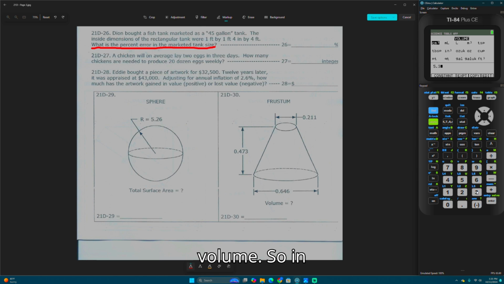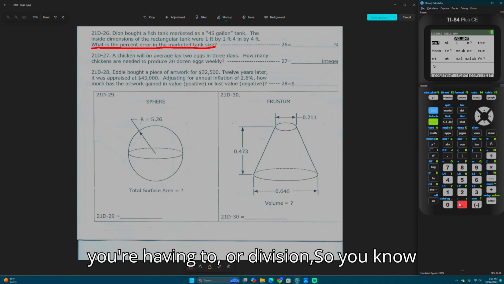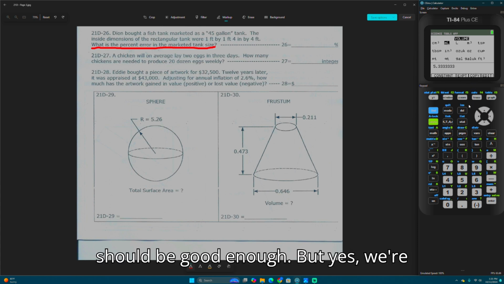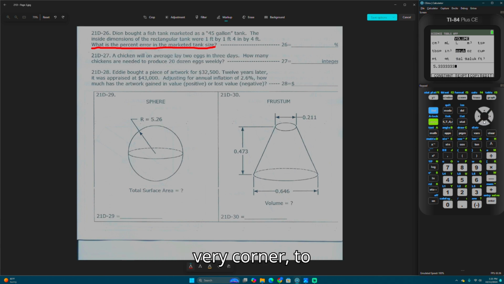In the numeric solver, it doesn't allow you to do pluses or anything, or a division. So you normally just keep on clicking. That should be good enough. But yes, we're going from feet cubed, which is in the very corner, to gallons.